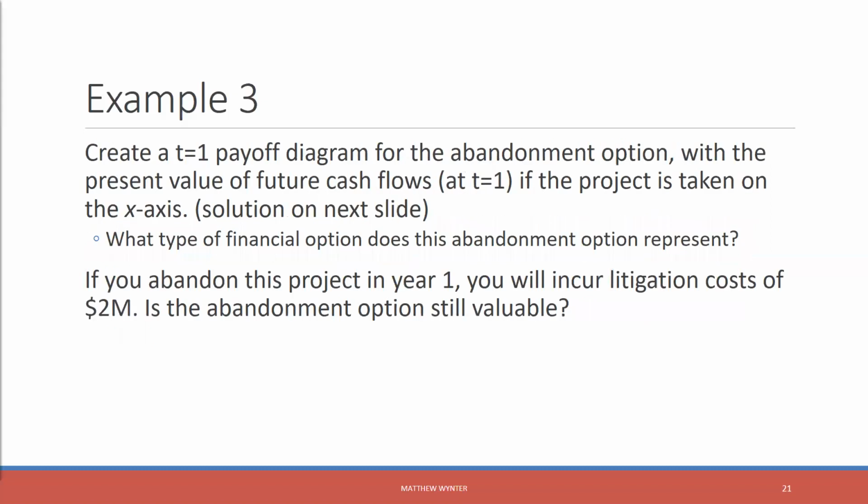After you've calculated it, create a T=1 payoff diagram for the abandonment option, with the present value of future cash flows if the project is taken on the x-axis, and the payoff from the option on the y. So first, let's look at that payoff diagram. And then a question I want you to answer for yourself is, if you have this option to abandon, but you face a litigation cost of $2 million, is this abandonment option still valuable? What state of the world will this still be valuable?